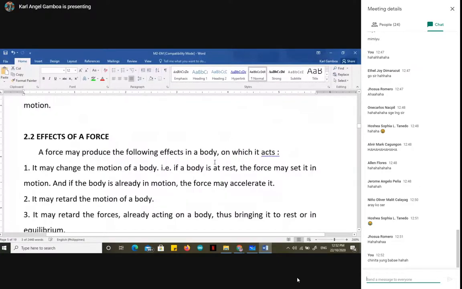Mahirap yon. Okay? So the effects of force. So what are these effects? Yan. So nalaman natin yung parang fundamental basic about force. So how about now the effects? A force may produce the following effects on a body on which it acts.